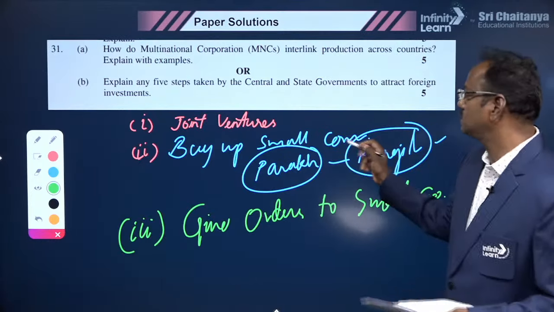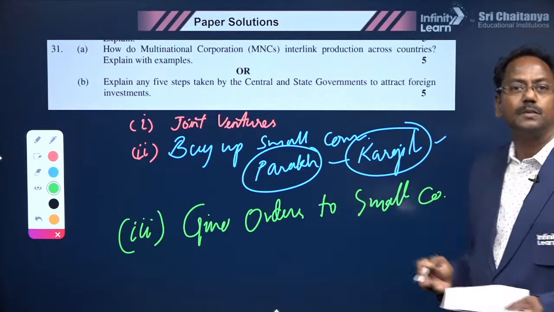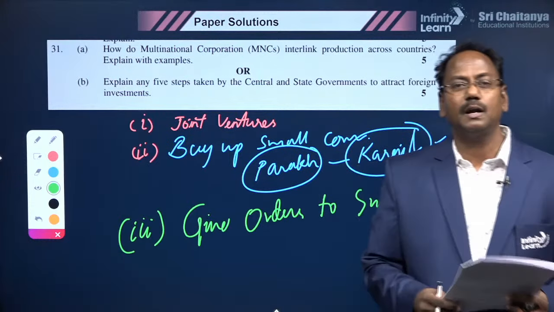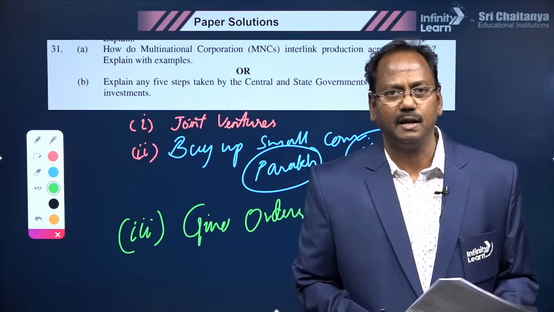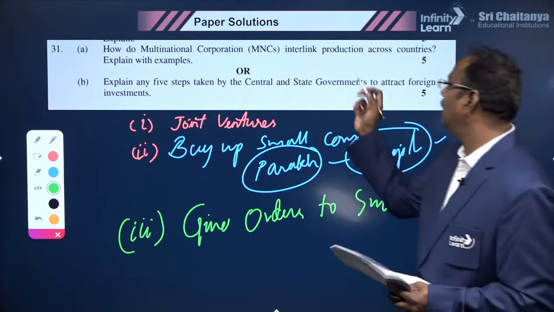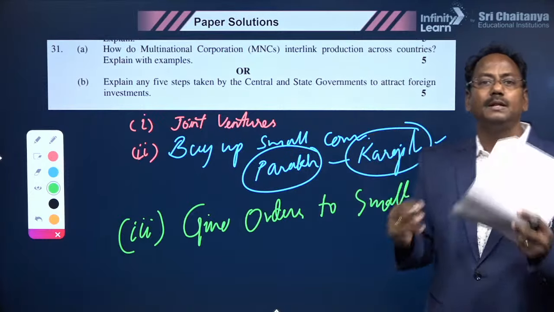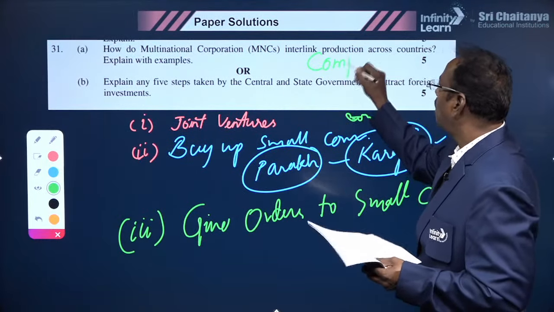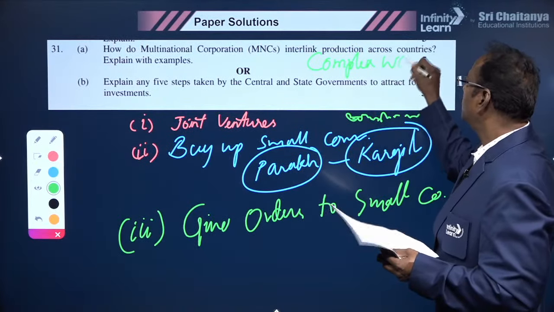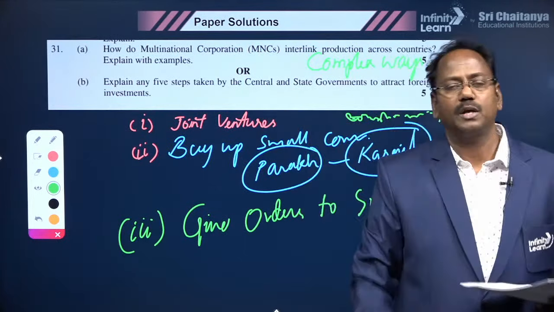So these are the three areas we need to discuss. Some of the children are confused with this question, I believe. When the question is asked about how MNCs interlink production, some write about another related question: the complex ways. What are the complex ways followed by the MNCs in production?